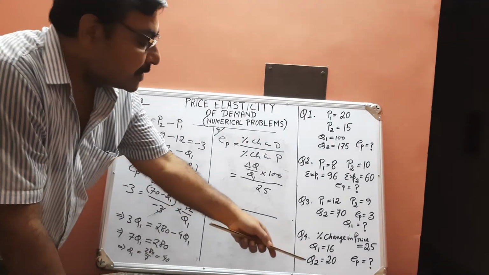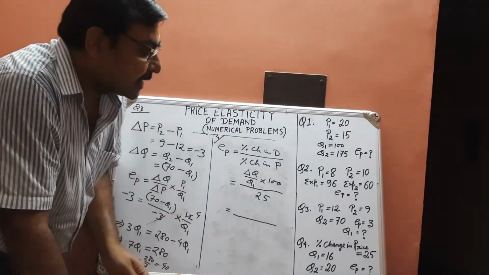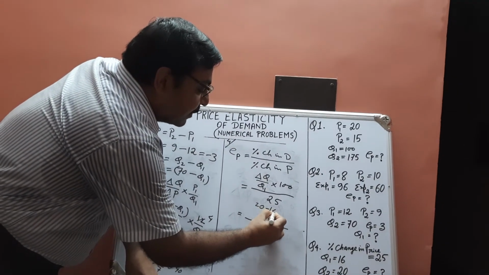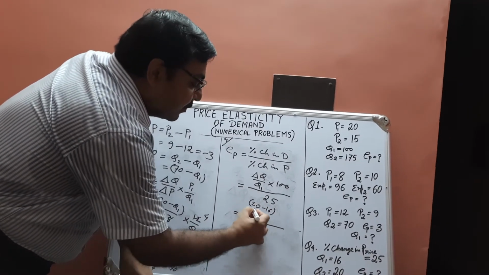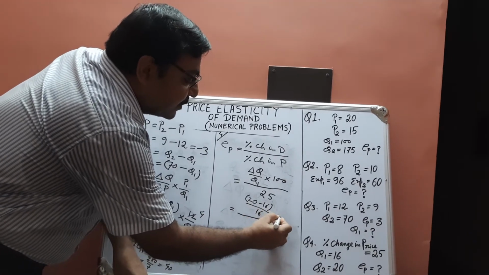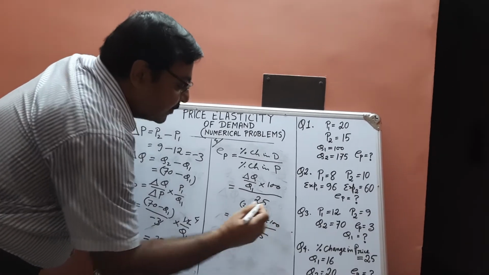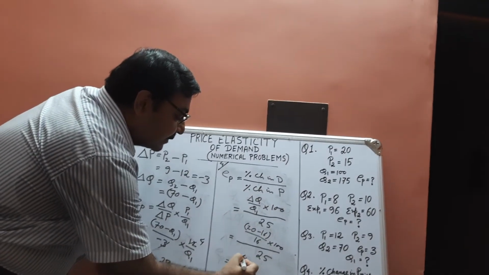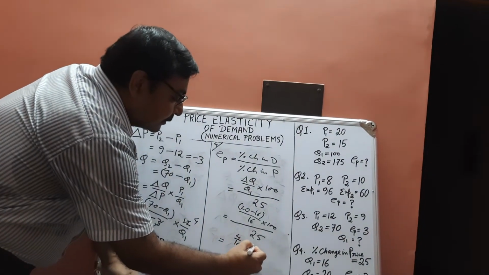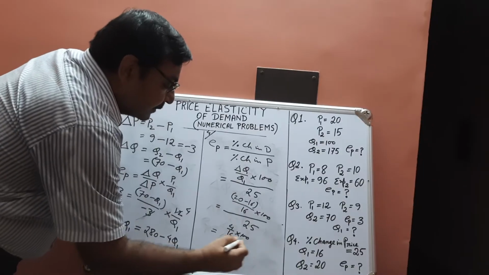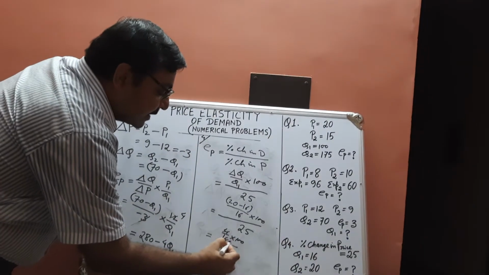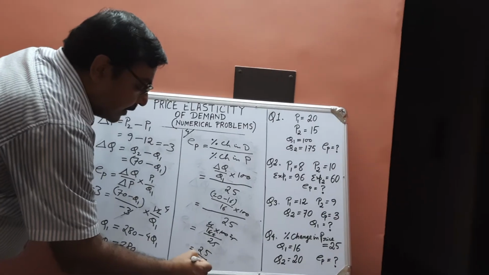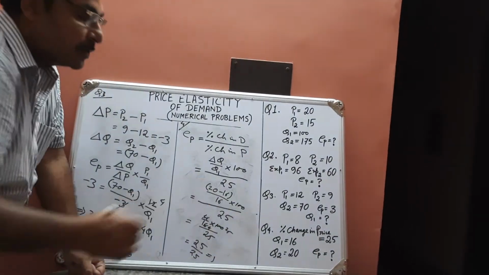You are given Q2 is equal to 20 and Q1 is equal to 16. So delta Q is 20 minus 16, and Q1 is 16, into 100, divided by 25. It is becoming 4 by 16 by 25. 4 fours are 16, so 25 by 25 equals 1.